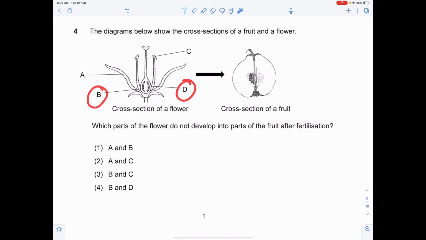D actually becomes the seeds. So when you have multiple seeds, it just means that you've got multiple ovules in an ovary. All right, I hope that was clear. So in this case, obviously the seeds are inside the fruit, right? So anything in this whole structure inside the ovary basically becomes the fruit. So B and D are definitely the parts that will become a fruit, and the answer will be very straightforward in this case. The answer is 2, A and C.